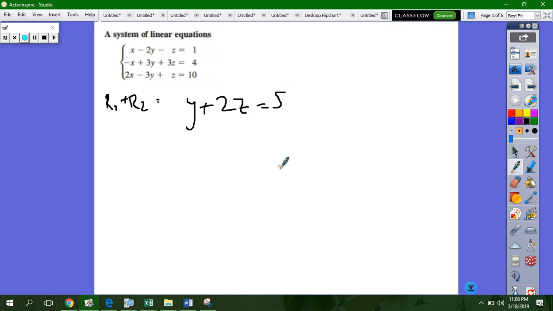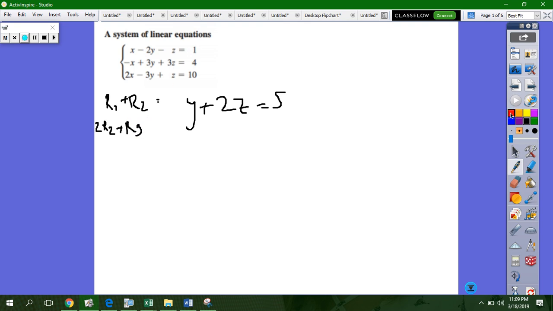Now, for the other option, because I've eliminated x, I need to do it again. But because I used row 1 and row 2, I have to use row 3 somehow. I don't care if that's row 1 and row 3, or row 2 and row 3, but I have to use row 3. And because row 2 is already negative, I'm going to times that first. So I'm going to say 2 times row 2, and I'm going to add that to row 3. So here's the work for that.